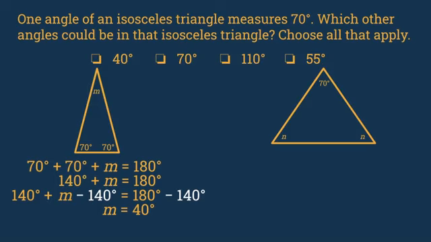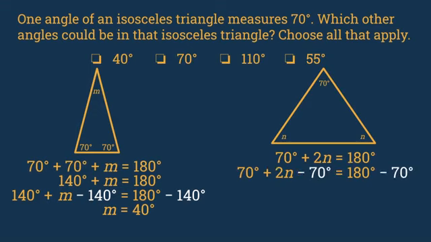In the second triangle, the two congruent angles are unknown, so we'll write the equation 70 plus 2n is equal to 180. Now subtract 70 from both sides of the equation. 180 minus 70 is equal to 110. Then divide both sides of the equation by 2. 110 divided by 2 is equal to 55. The missing angles in the second triangle are 55 degrees and 55 degrees.